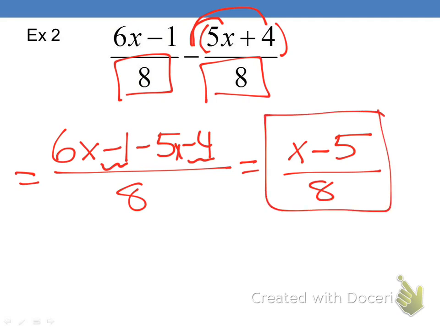The biggest mistake I see here, and a lot of you did this on your quiz when we had a similar type of problem, you would only subtract the 5x and not the 4. So be very careful on that. You're subtracting that whole second expression. What are your questions?